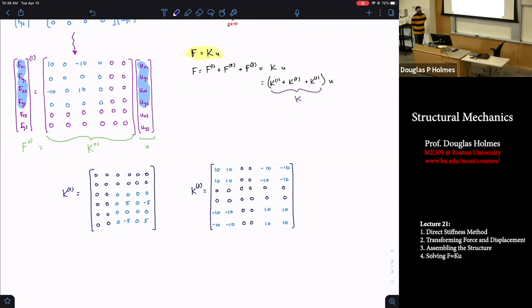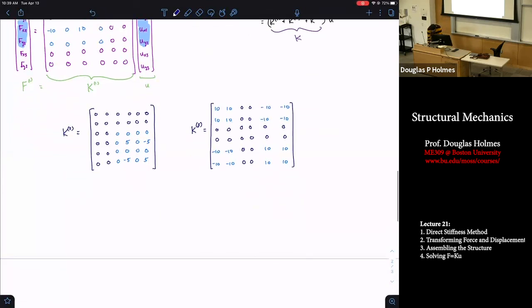The nice thing is that at this point, again, I just remind you, our goal is to have F equals KU in global coordinates for the entire structure so that we can solve. All we have to do at this point is just add up all the k's. And they're all 6x6 matrices, and so we just have to add them up. And so our global k is equal to k1 plus k2 plus k3. And let's write that out.